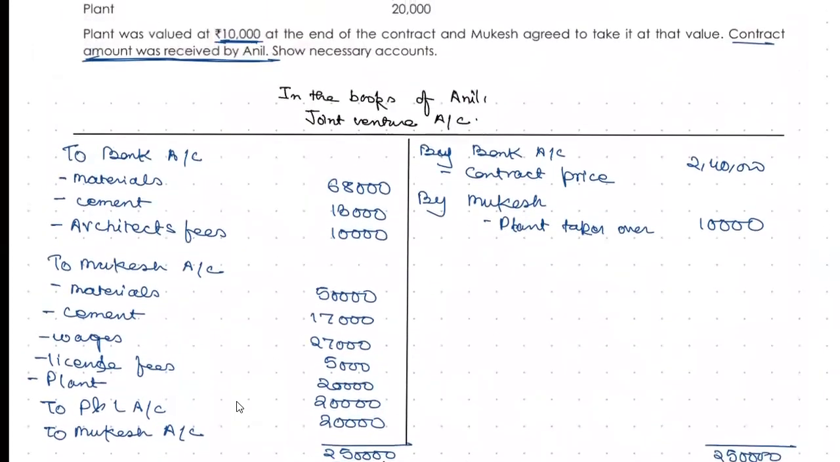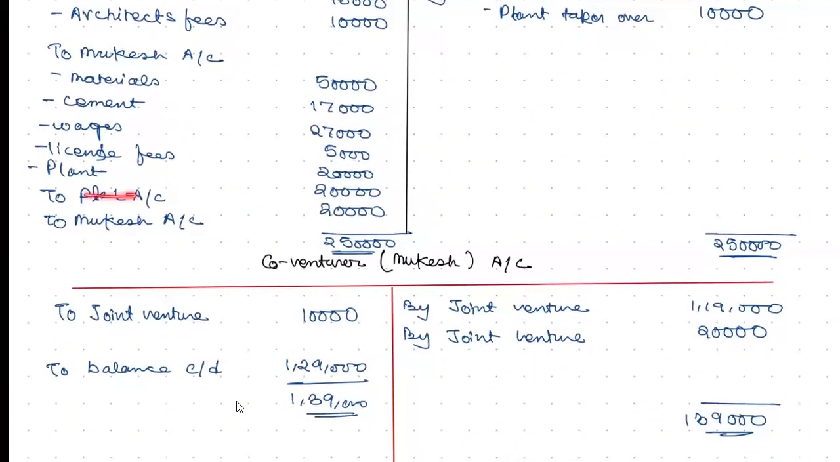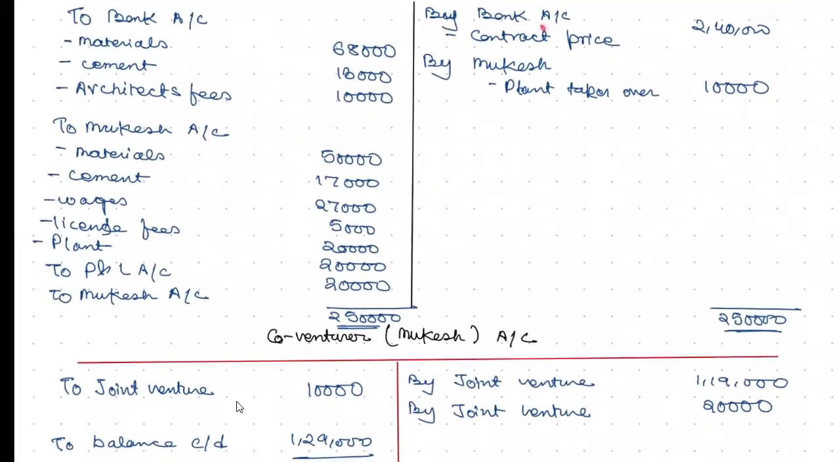Correct. Now same if I go into the books of Mukesh, so you know what I'll do in the books of Mukesh. This name will change to Anil account. This name will change to by bank account. And here PL will be Anil account and Mukesh account will be PL account. It will be Anil account, correct? So these entries will change. These entries will come over here, and this contract price entries will come over here.